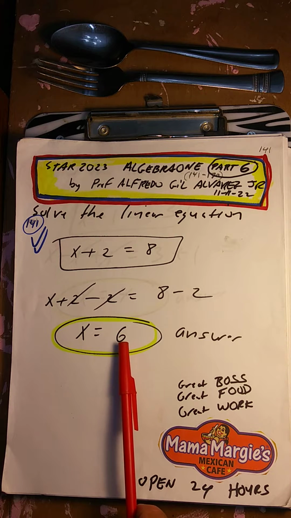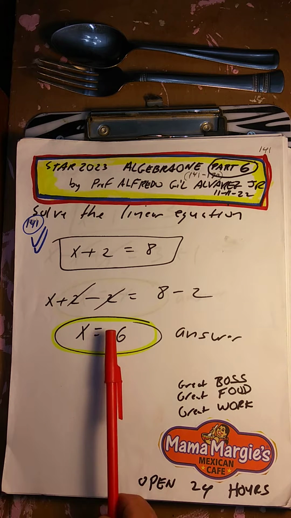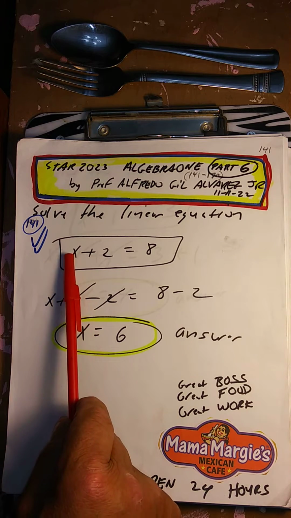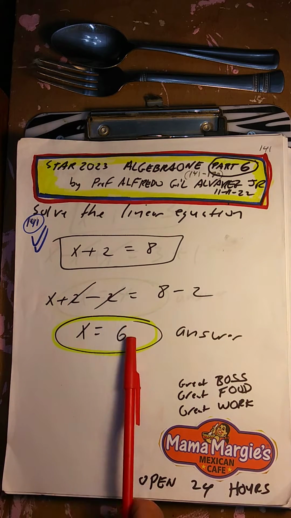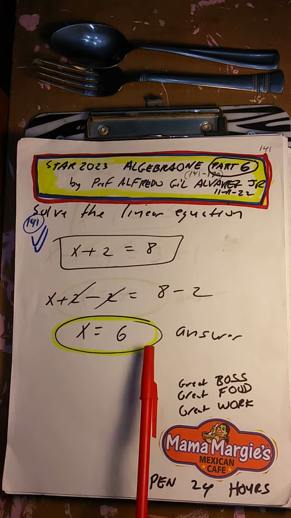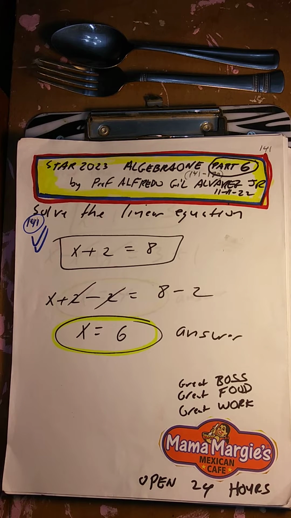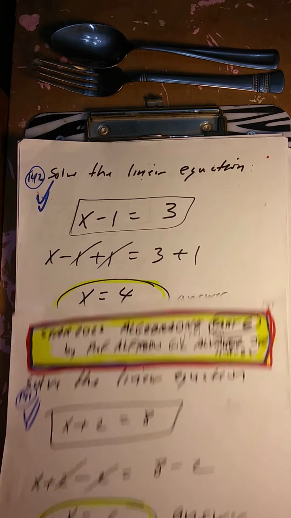So does 6 work? You can check it on your graphing calculator if you want to. You can put it back here. Does 6 plus 2 give you 8? Check it. 6 plus 2 is 8. Yes, it does work. Okay? So you can check it that way if you want to. Alright, let's continue on part 6 here.